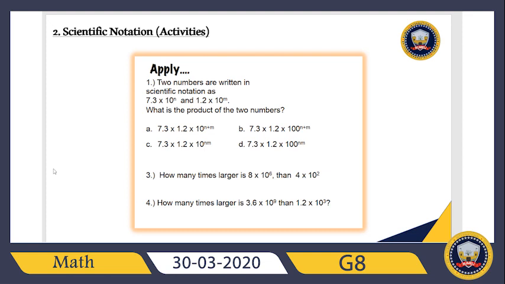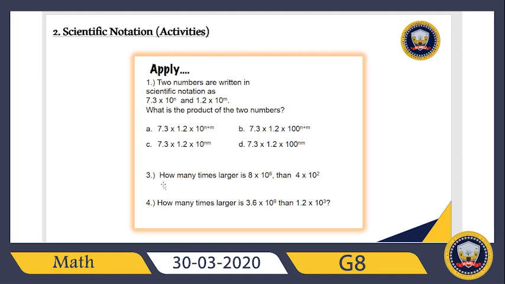Two numbers are written in scientific notation as 7.3 times 10 to the power of n and 1.2 times 10 to the power of m. These are two numbers written in scientific notation. I want to know what is the product of these two numbers. Is it 7.3 times 1.2 times 10 to the power of n plus m, or n times m, or 100 to the power of n plus m, or 100 to the power of n times m?